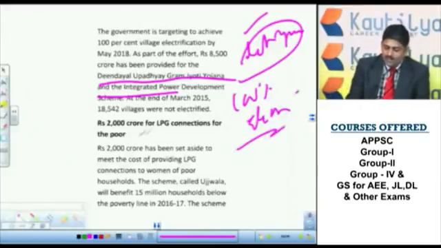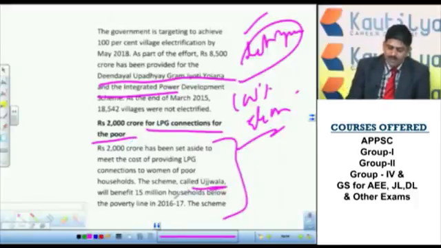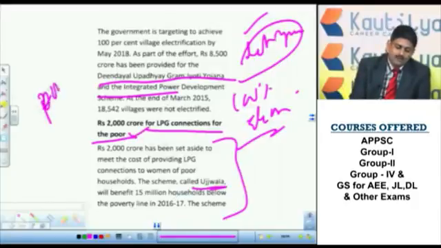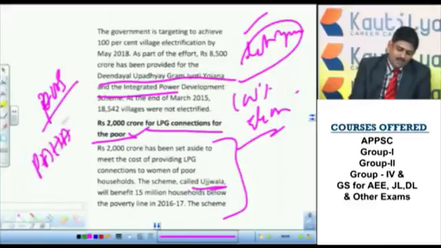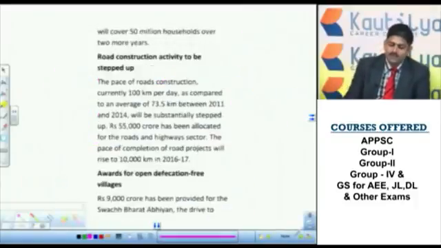As I said, LPG connections to the poor. Already we have discussed this topic in the regular budget topics. However, a special important scheme is there, the Ujjwala scheme. Under this scheme LPG connections will be provided to poor people, and for the richer people the PAHAL scheme was started. Under this scheme they can pay the stipulated amount and get the gas connection within 24 hours. So this will be useful for almost 5 crore people.